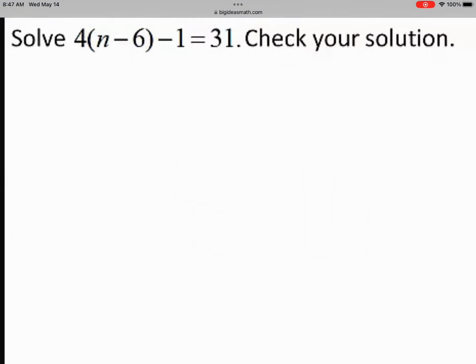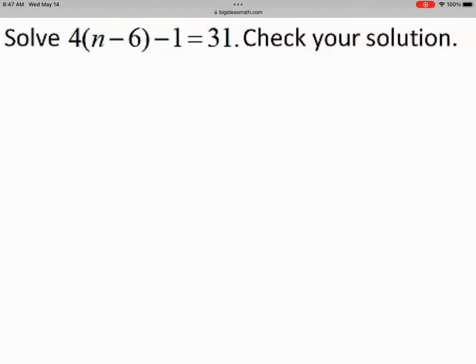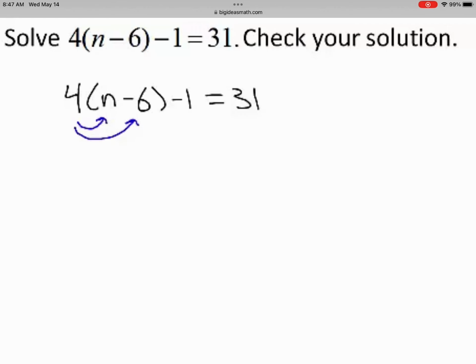Solve 4 times the quantity n minus 6 minus 1 equals 31. Check your solution. First write the equation. 4 times the quantity n minus 6 minus 1 equals 31. Next, use the distributive property. Because 4 times n equals 4n and 4 times negative 6 equals negative 24, 4n minus 24 minus 1 equals 31.